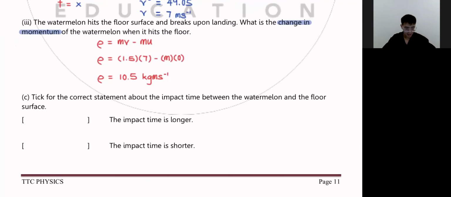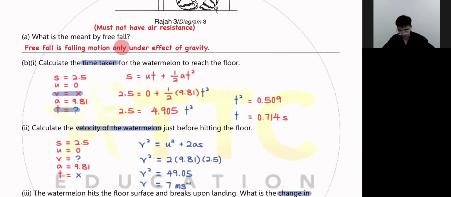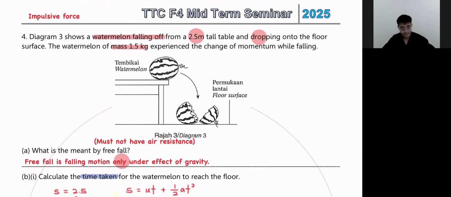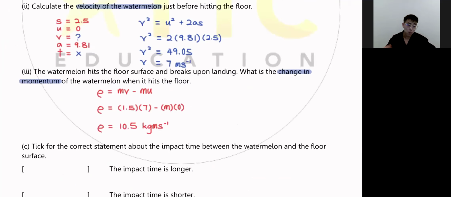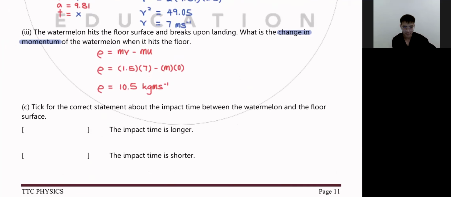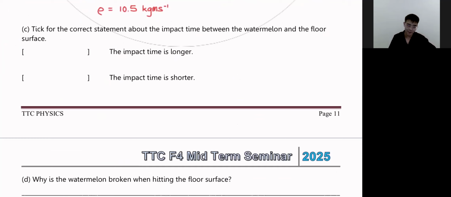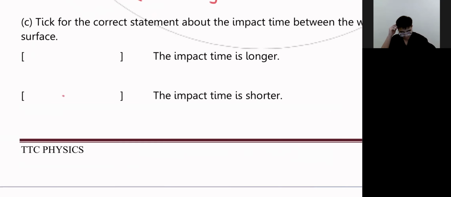Question C then asks, take the correct statement about the impact time between the watermelon and also the floor surface. So you have to understand if the question shows you that the watermelon breaks, it means the impulsive force is quite big. So that's why the watermelon breaks, right? But why does it break? It's because the floor is hard. And remember that time we discussed before, when an object collides with a hard surface, the time of impact will be shorter.